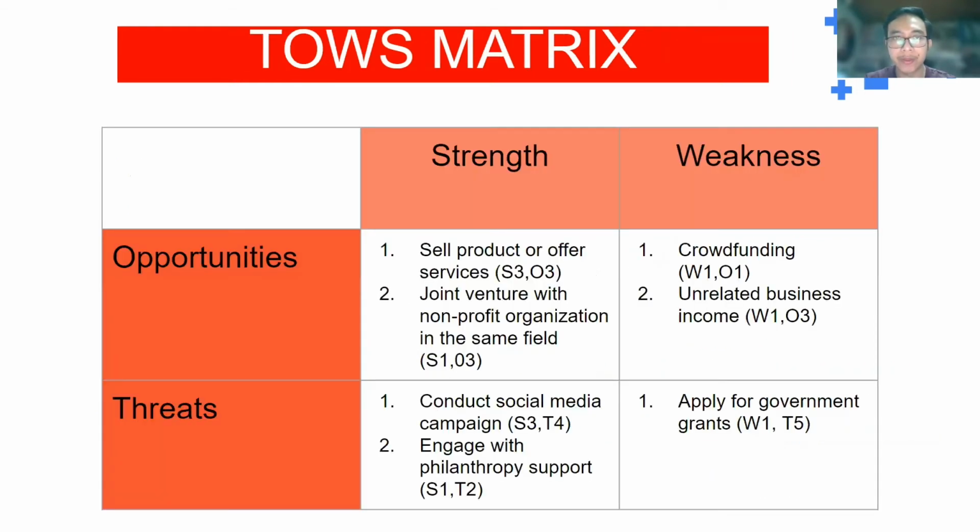So for further analysis, we decided to use the TOWS matrix. The TOWS matrix is a framework to create, compare, and decide on a business strategy or alternative. Based on the SWOT analysis, we have listed all the possible alternatives. The first one is strength and opportunity.